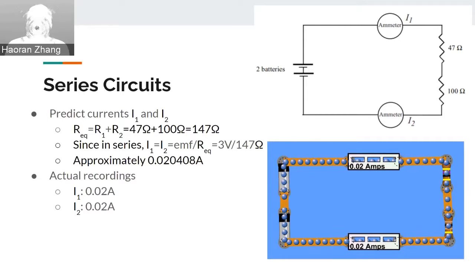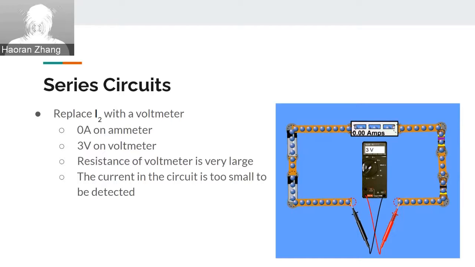This matches with the actual recordings from the ammeters in the circuit, which both display 0.02 amperes. Next, we replace the second ammeter with a voltmeter, and we find that the other ammeter displays 0 amperes and the voltmeter displays a value of 3 volts. The reason is that the resistance of the voltmeter is very large, and the voltmeter is connected in series in the circuit, so there's almost no current in the circuit.